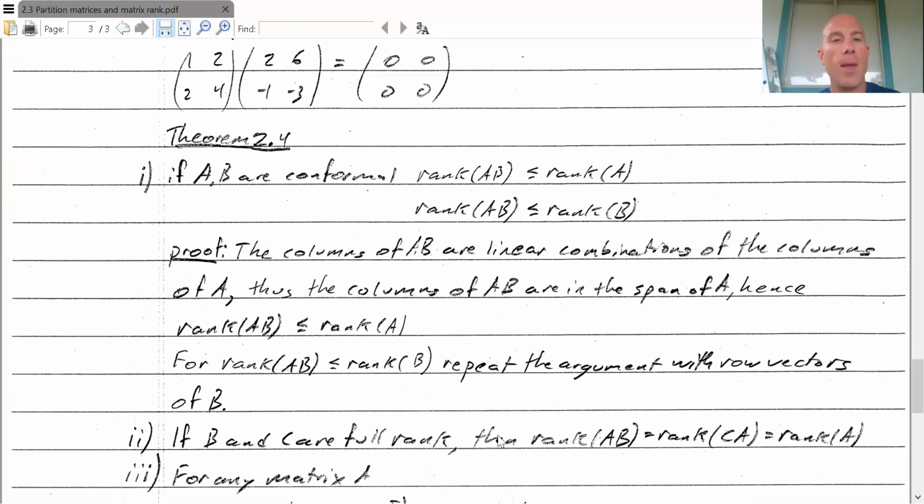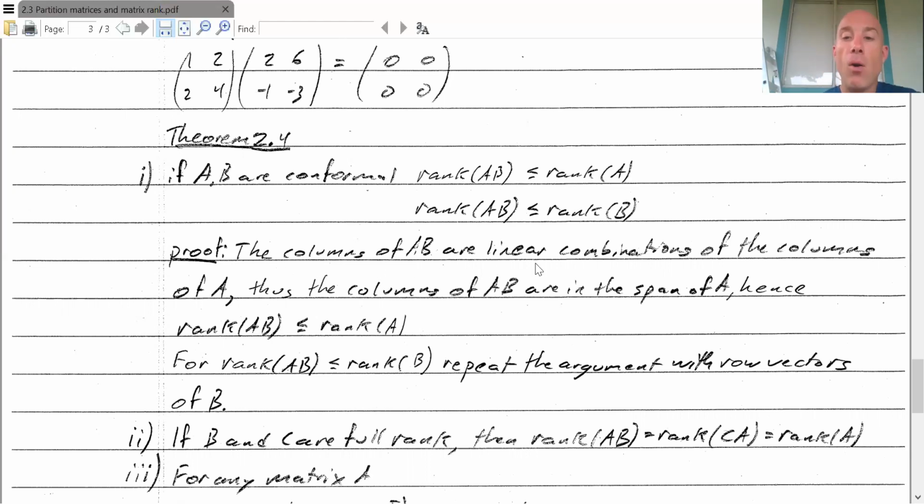Okay, so if A and B are conformal, so remember, conformal means I can do the multiplication, that it makes sense, then the rank of A times B is less than or equal to the rank of A, and the rank of A times B is less than or equal to the rank of B. So the rank of AB is less than or equal to the minimum of the rank of A and the rank of B. Okay, so why is this true?